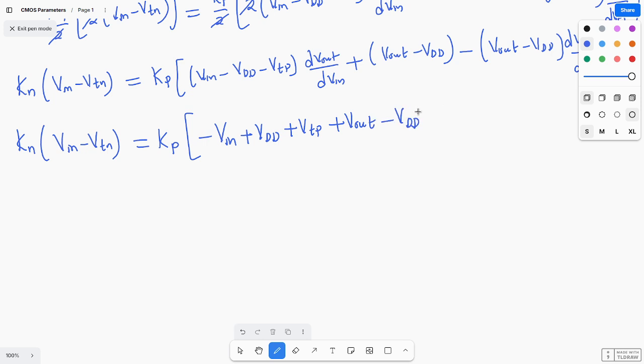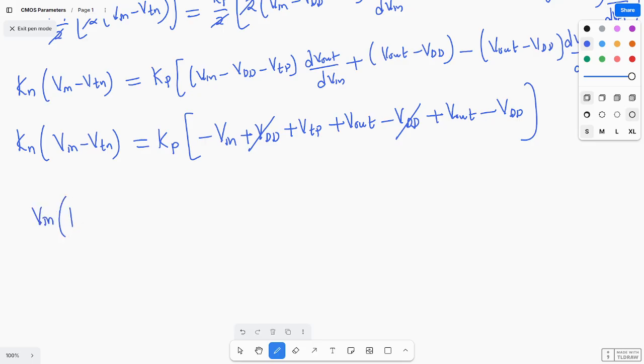minus VDD plus Vout. Minus with minus I substitute, minus multiplied by minus, plus Vout minus VDD. Okay. So here one VDD gets cancelled. Okay. So next what I need to do, just take Vin common.